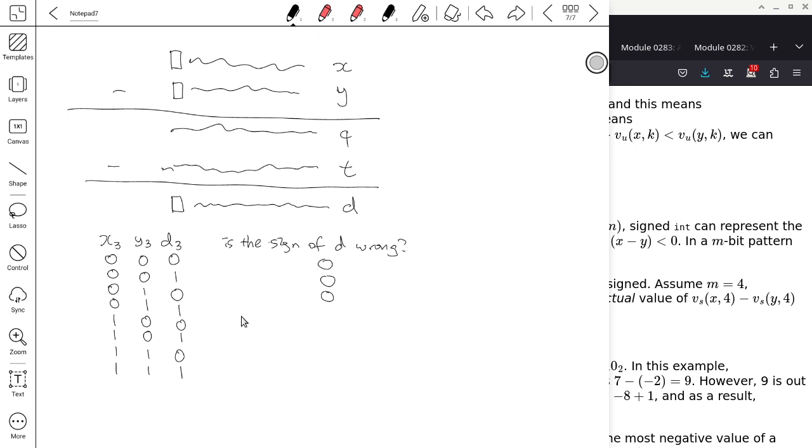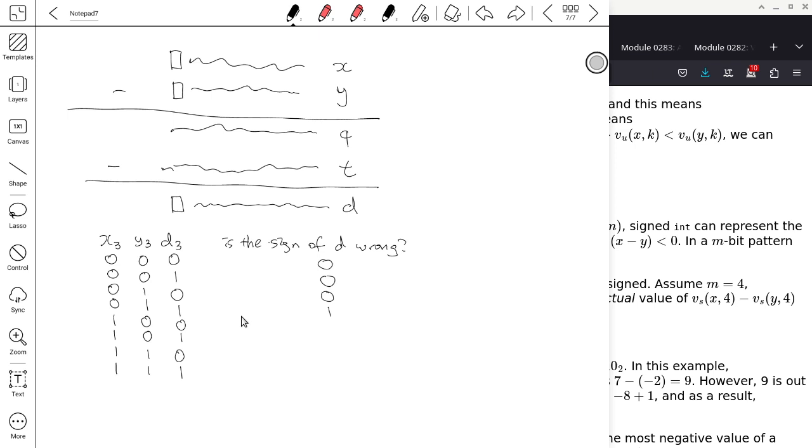Then we ask, you're subtracting a negative quantity from a non-negative quantity, and you end up with a negative quantity. Can that happen? That should never happen, right? So if it does happen, we have a problem. The sign is wrong in that case.